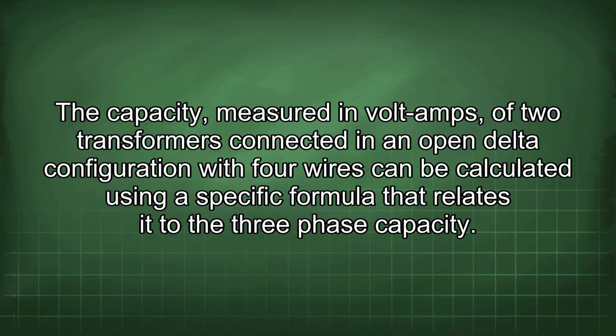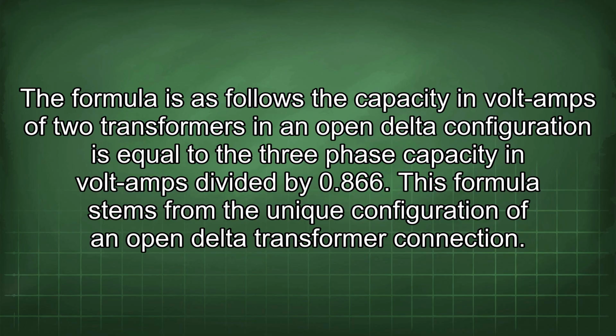The capacity, measured in voltamps, of two transformers connected in an open delta configuration with 4 wires can be calculated using a specific formula that relates it to the three-phase capacity. The formula is as follows: the capacity in voltamps of two transformers in an open delta configuration is equal to the three-phase capacity in voltamps divided by 0.866. This formula stems from the unique configuration of an open delta transformer connection.